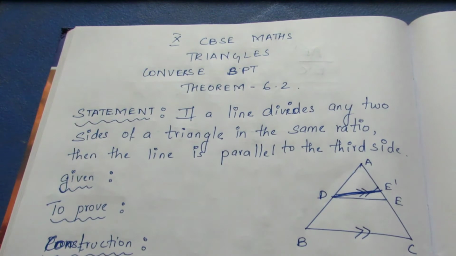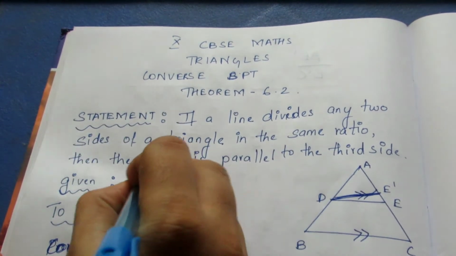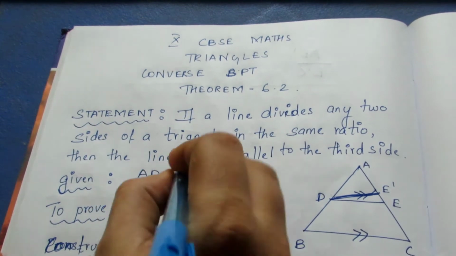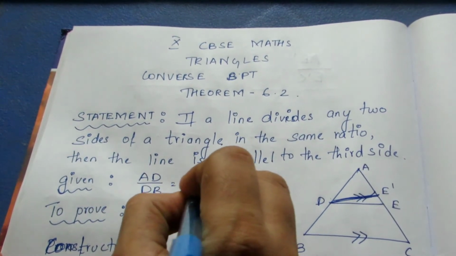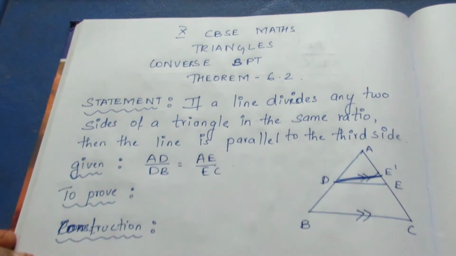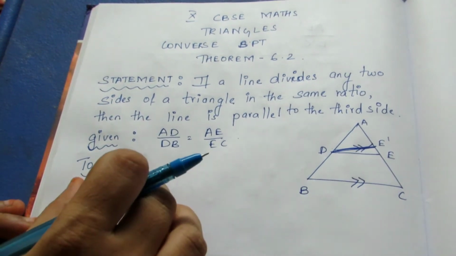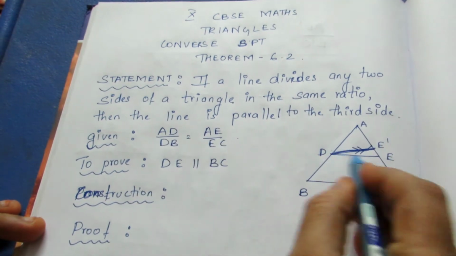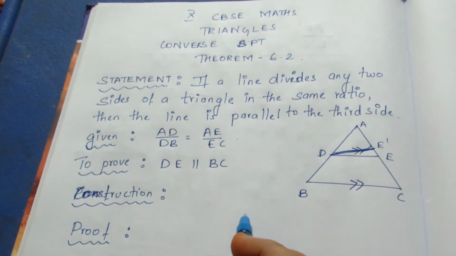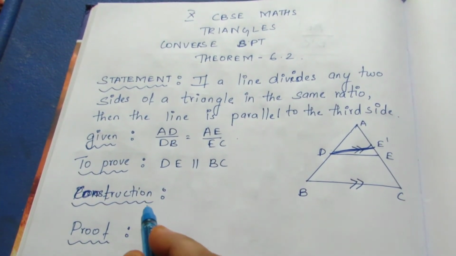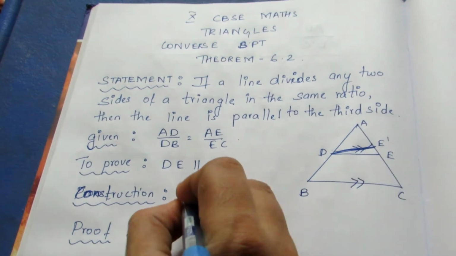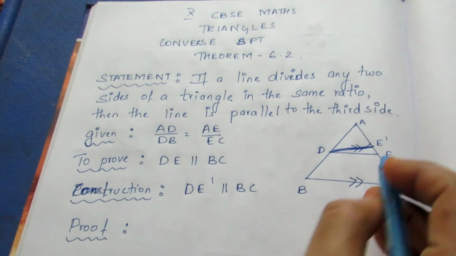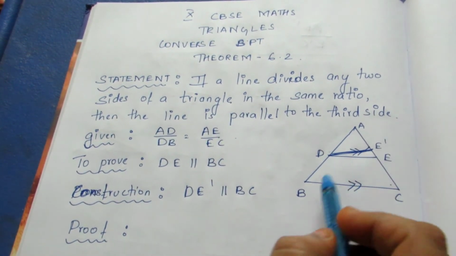So here, given is that it is divided in the same ratio, so AD by DB is equal to AE by EC. This is what is given, and we need to prove that DE is parallel to BC. So we need to prove these two lines are parallel. I'm just going to construct a line DE dash which is parallel to BC. So DE dash is parallel to BC is my construction.